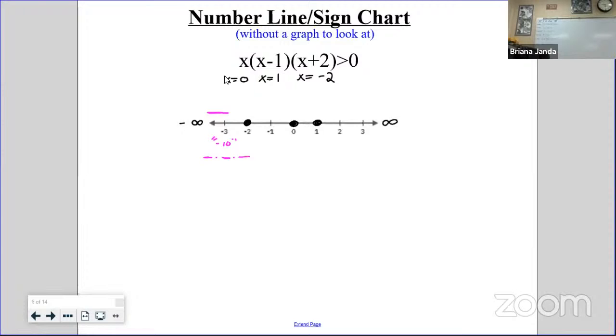So if I put -1 in here, -1 in for x is negative. -1 minus 1 is negative. But -1 plus 2, positive, right? Okay, so now I have a negative number times a negative number, which is positive, times another positive number, we get positive. So overall in that section, every number I plug in would give me a positive answer.